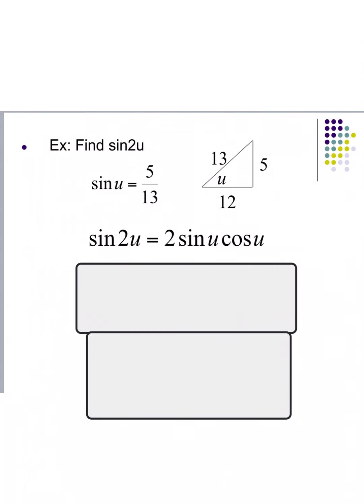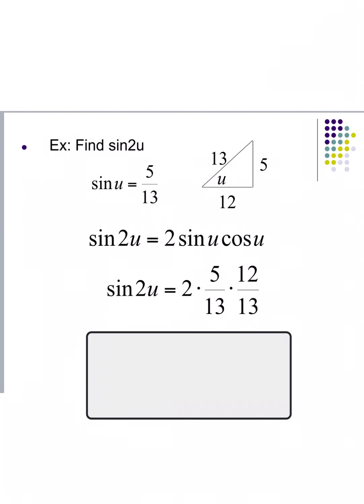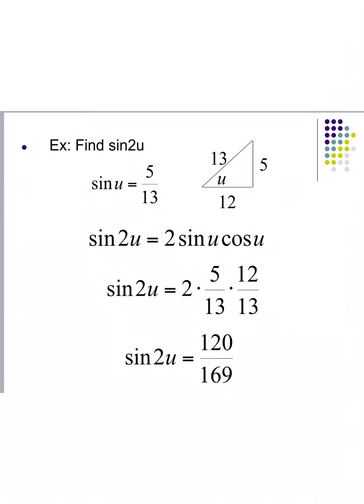So I have the following triangle, where I know my opposite side is 5, and my hypotenuse is 13. Using the Pythagorean theorem, I can solve for my adjacent side, which has to be 12. Now I can use this triangle to help me identify my cosine. I can go ahead and plug things in. So I know that the sine of u is 5/13. I can identify the cosine of u as 12/13. And then when we fully simplify everything, we get 120/169 as our final answer.